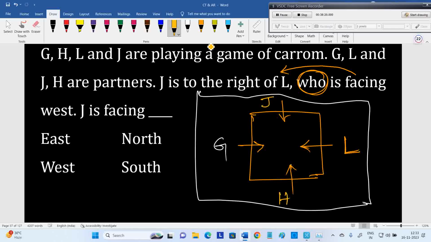Now J is facing which direction? South. J is in north position. Some people are arguing J may be in the north position, but he is facing towards south. Arrow is down, facing towards south. L may be in the east position, but he is facing towards west. So try to understand that. You may be in some place, but you are facing towards which direction?